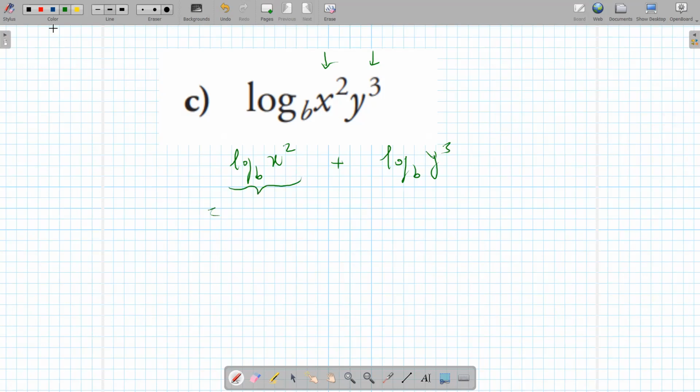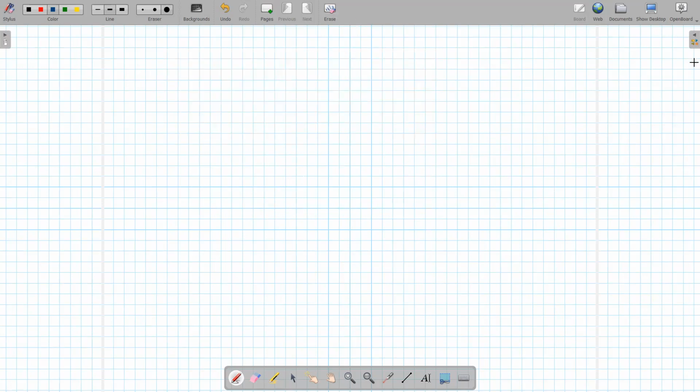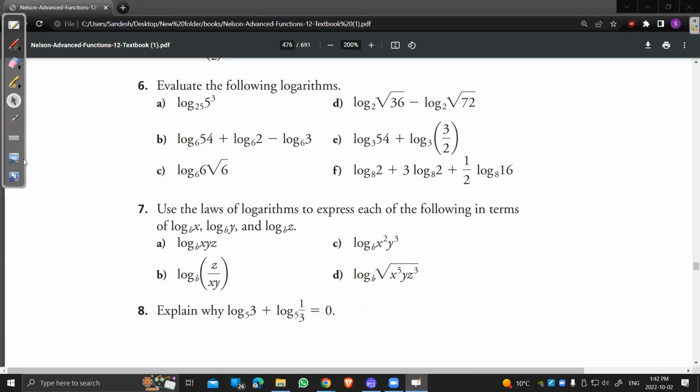Oh, we're just trying to simplify it actually. What can we do with this? It's not going to evaluate anything because it's just a bunch of letters. Do you bring down the 2? Yeah, you bring down the 2. So you get 2 log base b of x plus 3 log base b of y, and you are done. That's as far as you can go. Does that make sense or no? It does.